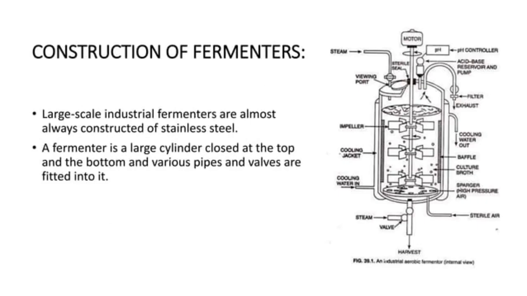Construction of fermenters. This is the structure of a fermenter shown in the figure. It is a stainless steel fermenter. Large scale industrial fermenters are almost always constructed of stainless steel. A fermenter is a large cylinder closed at the top and the bottom, and various pipes and valves are fitted into it. All of the processes and structures are shown in the figures.